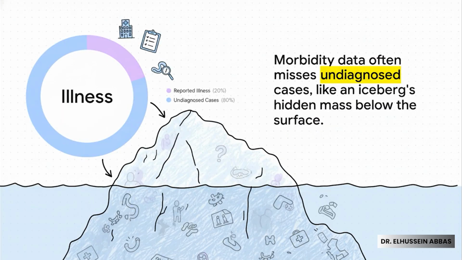Okay, let's move to our second tray, measuring sickness, or morbidity. And this is where we run into a huge challenge. The data we have on illness, the number of hospital visits or confirmed cases, is almost always just the tip of the iceberg. What we see is the small bit floating above the water. But underneath, there's this massive, invisible chunk of undiagnosed or unreported cases. It's a major blind spot.